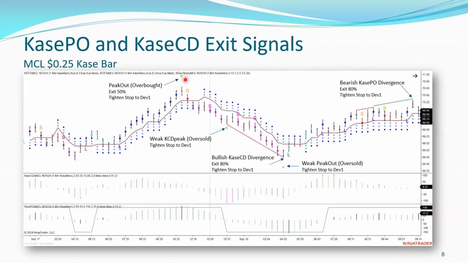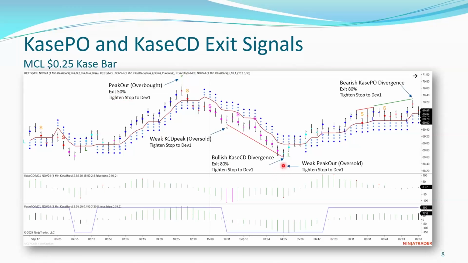With that, we get these different signals. We get these green Ps, which stand for peak outs. That's an overbought signal. Generally, if it's a green P, we're going to exit 50% of our trade and tighten up our stop to Dev 1. So whenever we enter a trade, we usually place a stop at Dev 3. When we start to see warning signals, we'll tighten up our stop to Dev 1.